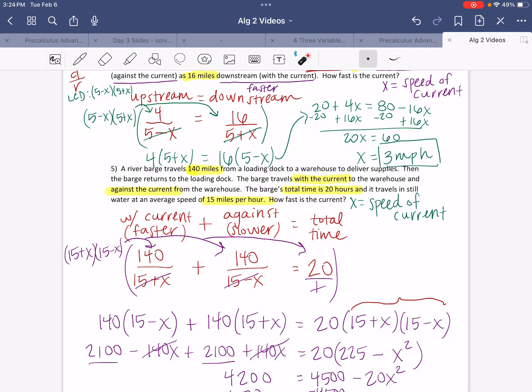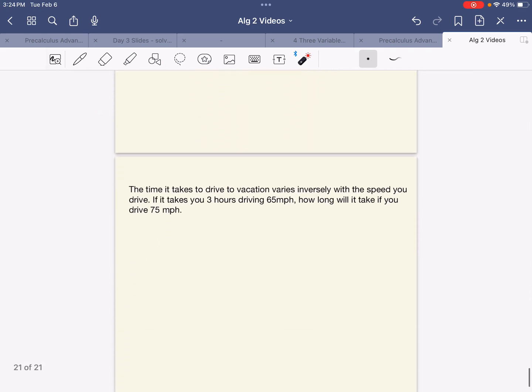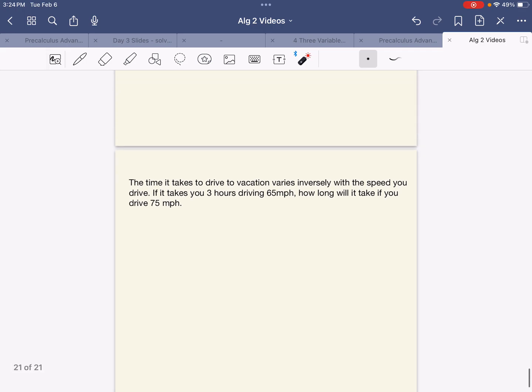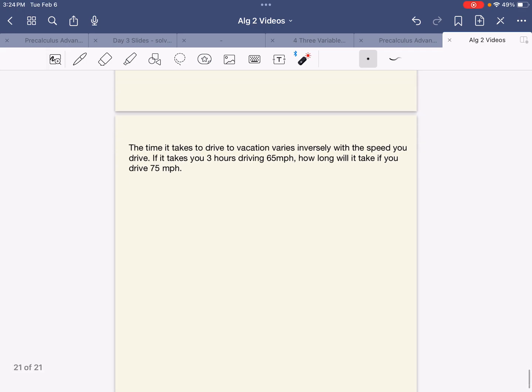Okay, we are going to go ahead and do one more word problem. It says the time it takes you to drive to vacation varies inversely with the speed you drive. If it takes you 3 hours driving 65 miles per hour, how long will it take if you drive 75 miles per hour? I should have put a question mark at the end here. All right, so varies inversely. This was from the last video, but that tells me my equation is going to be y equals k over x, and k is the constant of variation.